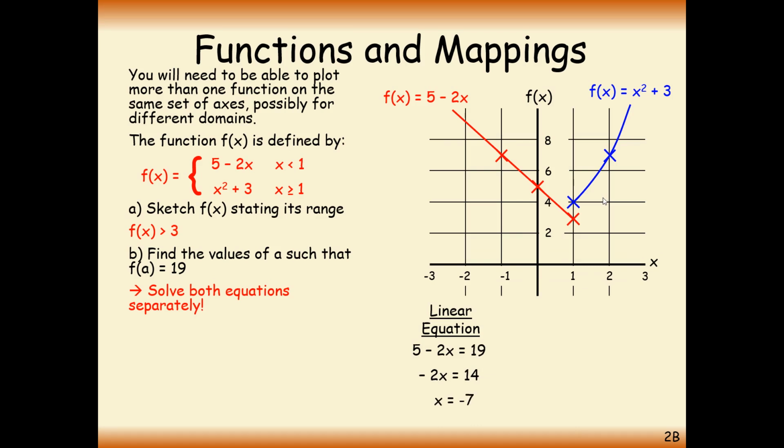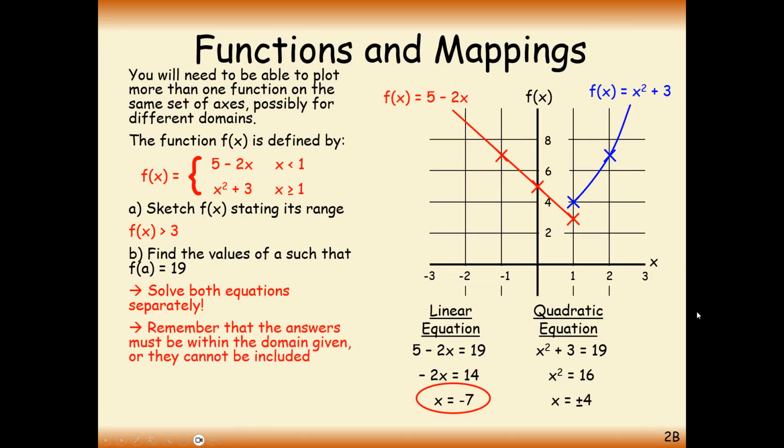We set the output to 19, and x could be minus 7, or if we take the quadratic part, x could be either 3 or 4. Well, it can only be positive 4, because when x is negative 4, we would be using the linear version of the graph.